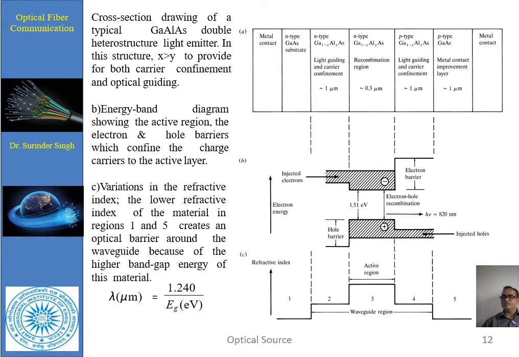Other factors influence device performance, like optical absorption in this region, carrier recombination at the heterojunction interface, doping concentration, injection carrier density and active layer thickness. All these have to be taken into consideration while we are designing or fabricating this.